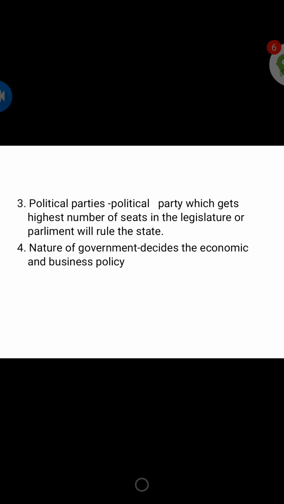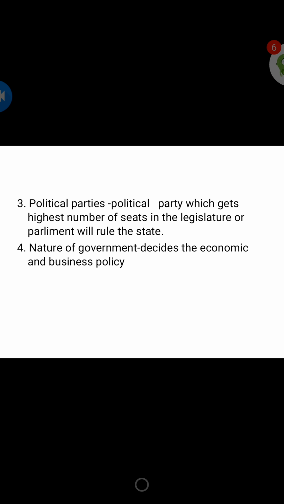The nature of government decides the economic and business policy. The nature and composition of government has a significant impact on the business environment. A government that is very strong, with a clear and independent majority of its own, implements the policy of its choice. On the other hand, if the government has a thin majority or depends upon other political parties for support, it has to compromise its economic policy with the policies of the supporting political parties.